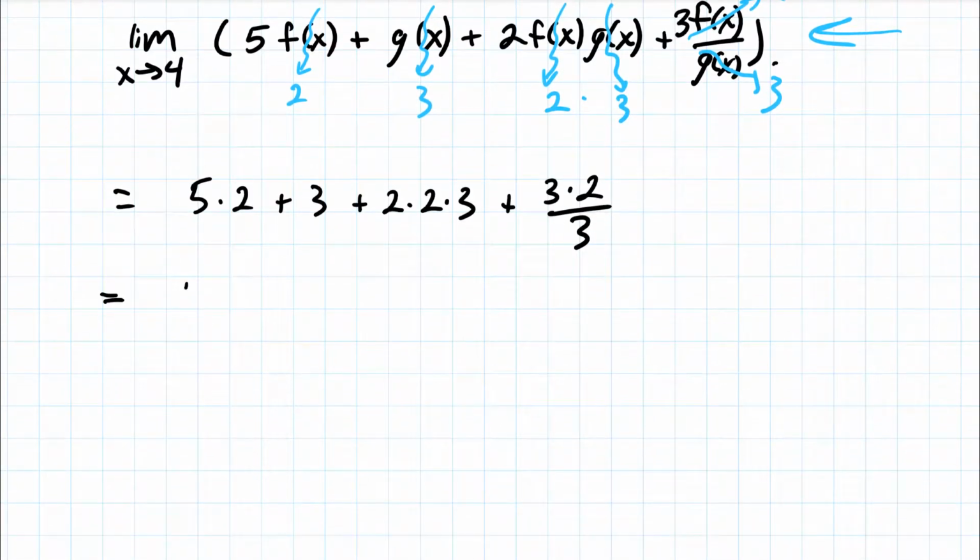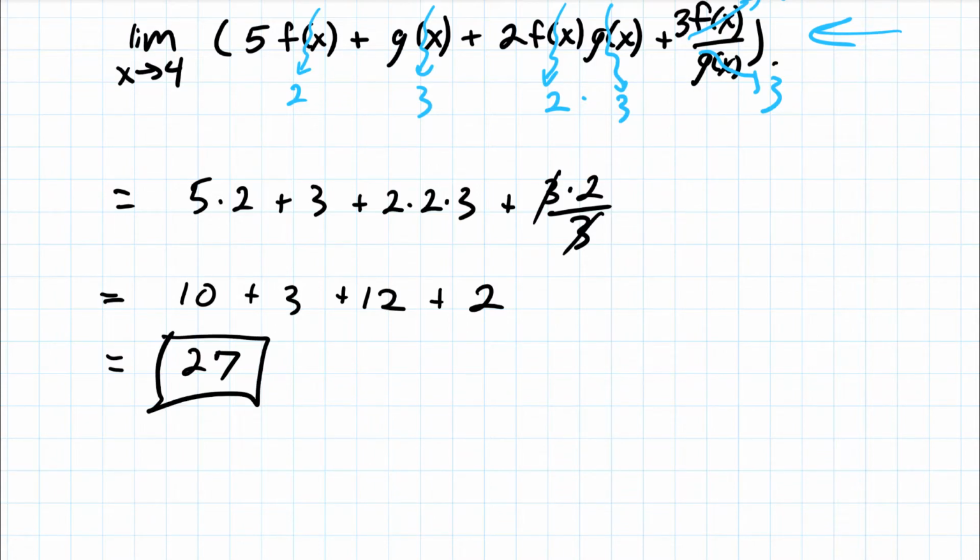So I guess we get a 10 plus a 3, and a 4 times 3 is a 12. And of course, these guys cancel, so we end up with just a 2 there. So we get 13 plus 12, so that's 25, and another 2 is 27. All right, so that's the answer.